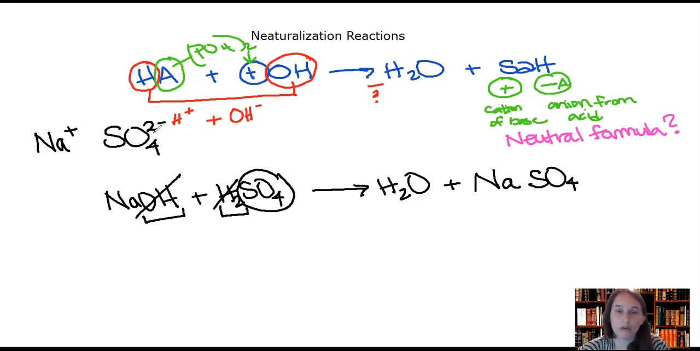The -2 is not canceled out by a single sodium. I need a second sodium, because now together that can cancel that out. So the correct formula for my salt needs to have that little 2 there so that I am going with a neutral formula. That's the correct formula for sodium sulfate.